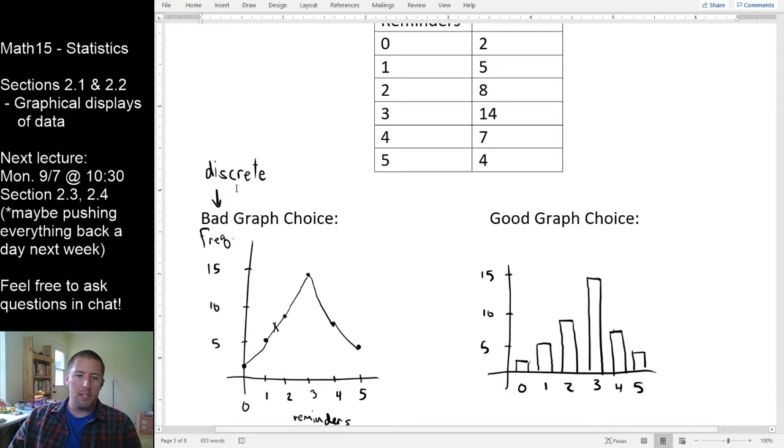I don't think it would be appropriate to connect those type of data points with lines either, because we shouldn't be inferring some fractional number that's in between them out there. So I think that a bar graph is better here because this data is discrete. The number of reminders is discrete.